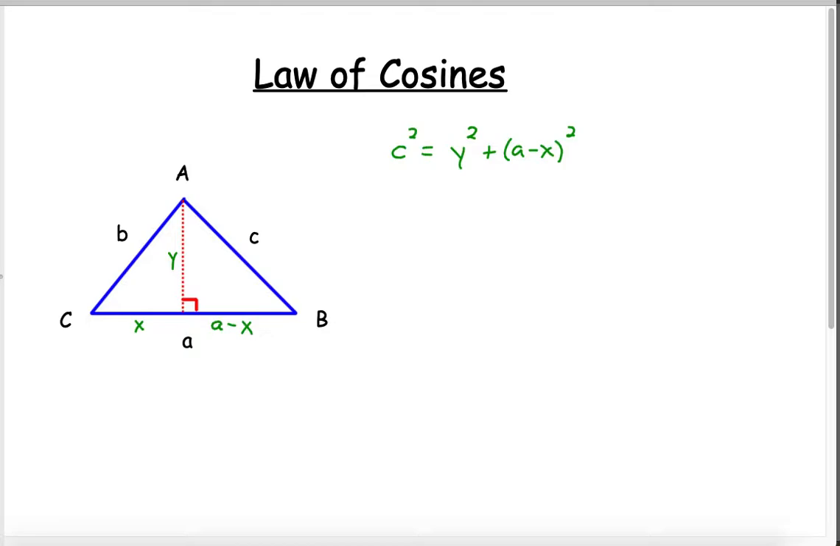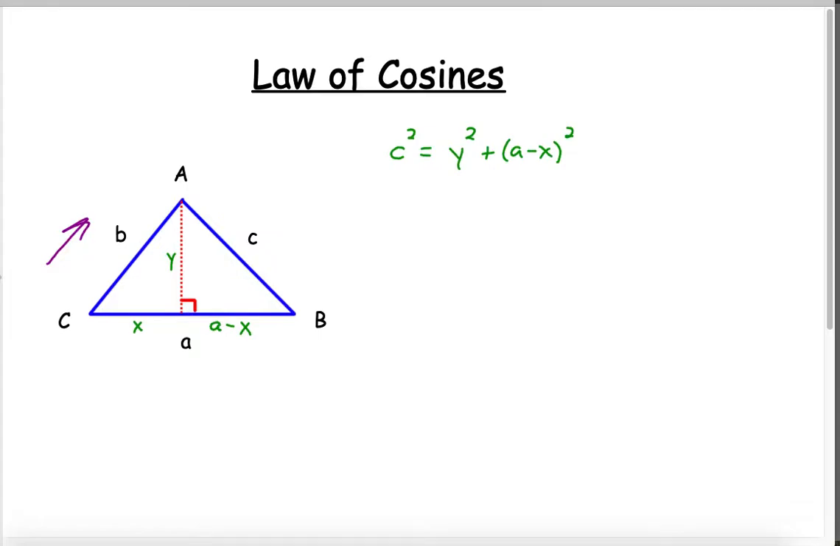Now let's take a look at the other right triangle on the left side, this one right here, and let's look at y, for example. The sine of angle C is equal to y over b. So let me write that down. The sine of angle C is equal to y over b, which, if I multiply b to the other side, I get y is equal to b sine C. So I can replace that in my equation over here. y squared is going to become b squared times the sine squared of angle C.